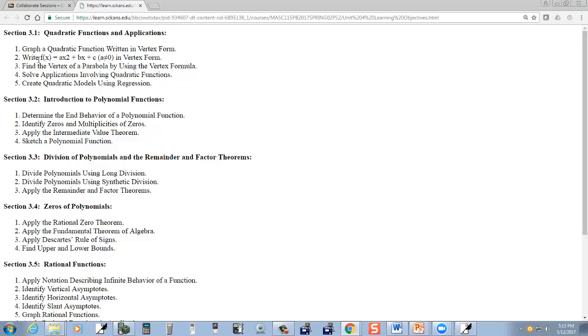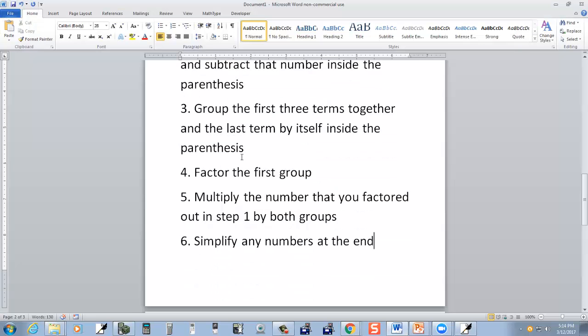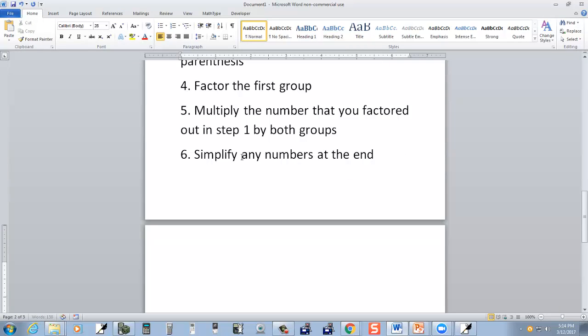Now this is writing it in vertex form. Now we found a vertex for a parabola by using the no, we haven't done that yet. Okay, I should read it closer. It says the vertex formula. So let's talk about general form. For our general form, it's the form f of x is equal to ax squared plus bx plus c.